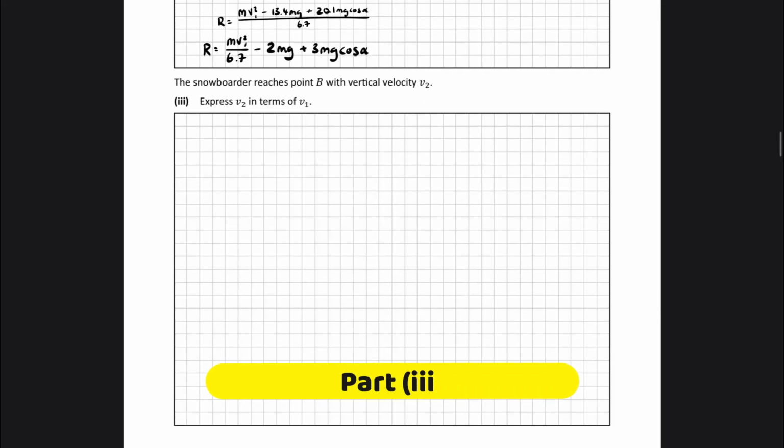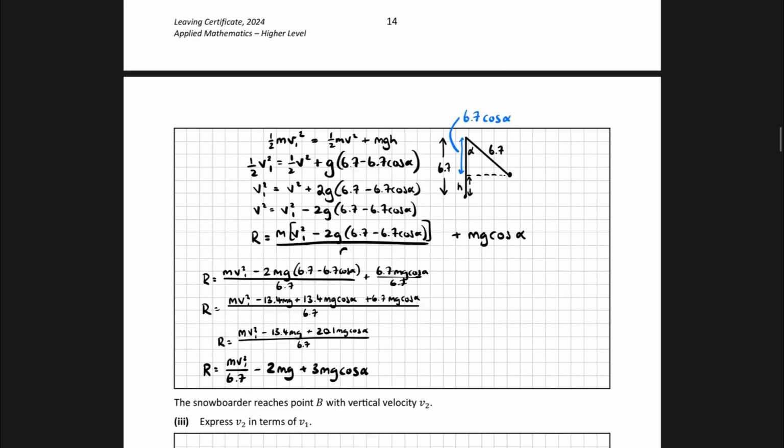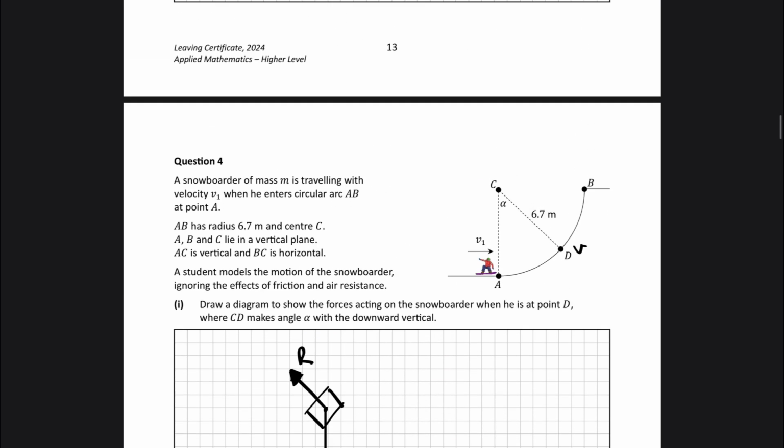The snowboarder reaches point B with a vertical velocity v2. Express v2 in terms of v1. Now, there are a few ways you can think about tackling this. You can think about it saying, okay, assuming I'm at v1, how much more to get to v2? But what I would sooner do is consider the energy conversion from v1 up to v2. Down here, he has kinetic energy. Up here, he has kinetic energy and still potential. He has had to rise 6.7 meters.